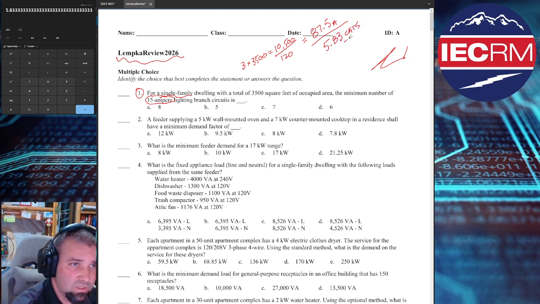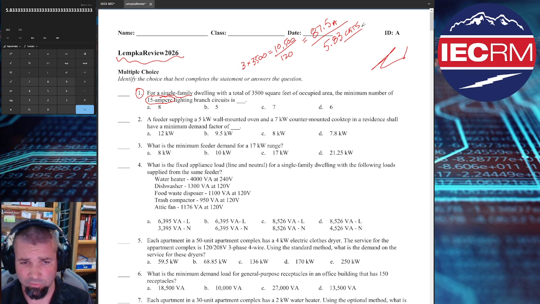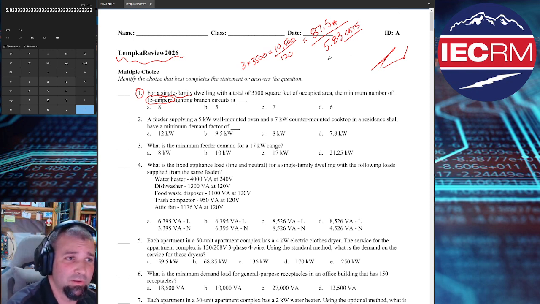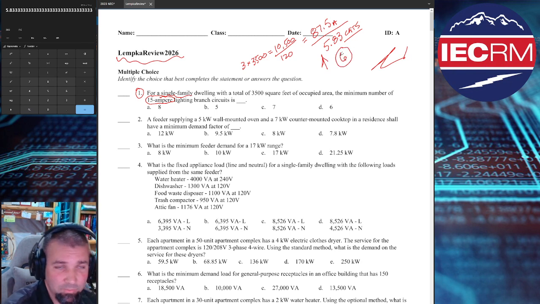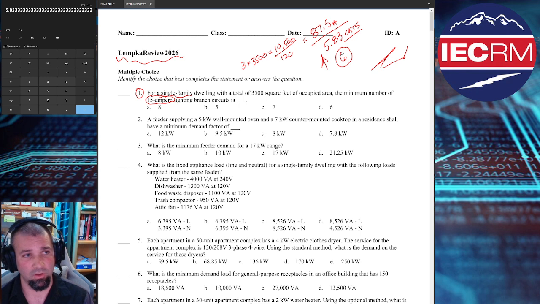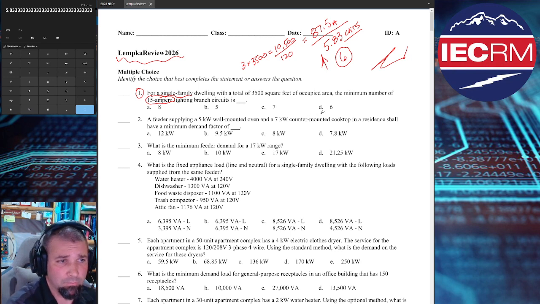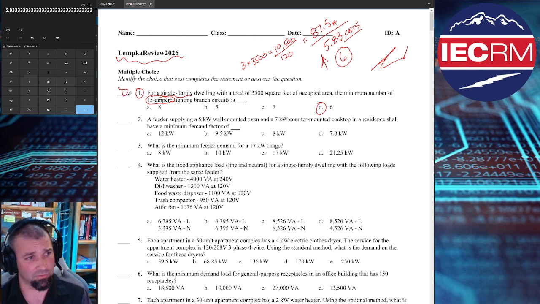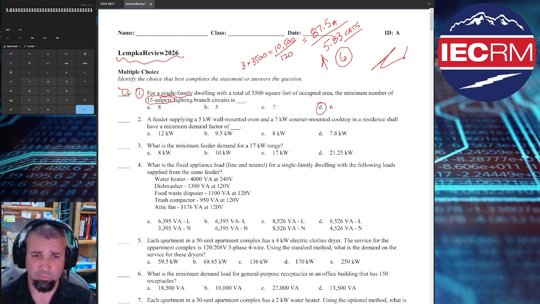Now, clearly, I can't have 5.83 circuits. I'm going to have to go up to the next number of circuits that's viable. So I'm going to put in 6 15 amp lighting branch circuits. Now, that's kind of at a minimum, right? We can pretty safely say that a house that's 3,500 square foot probably is going to have more than that. But at a bare minimum, we would be looking to put in 6 15 amp general purpose circuits.